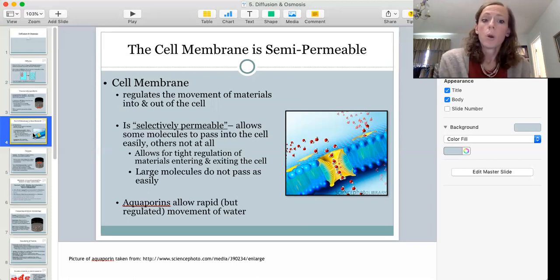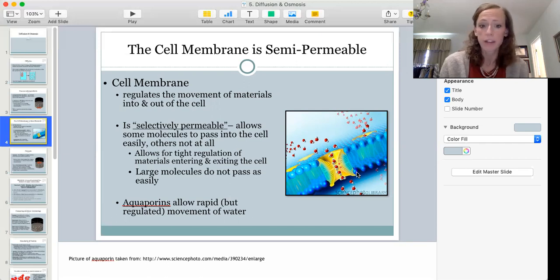So one of the, I should say, most important molecules that needs to be regulated is water. So aquaporins are special channels that are shown in the picture here. This yellow structure here is an aquaporin. It allows water to be moved from one side of the cell to the other.